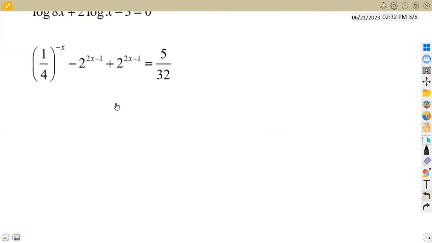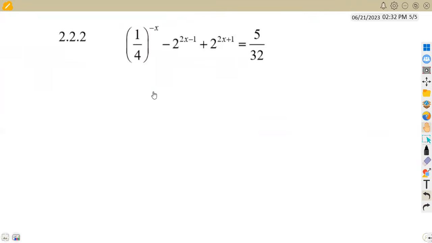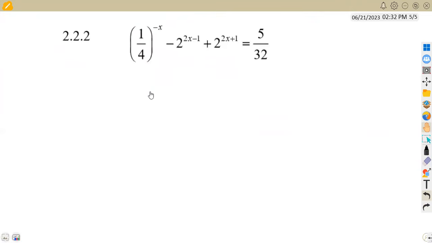All right, so what is it that we can do to solve for x from this equation? 1 over 4 to the exponent of minus x, minus 2 to the exponent of 2x minus 1, plus 2 to the exponent of 2x plus 1, which is equivalent to 5 over 32. There is something here about 2 to the exponent of x. All right, so let us just work it stage by stage.